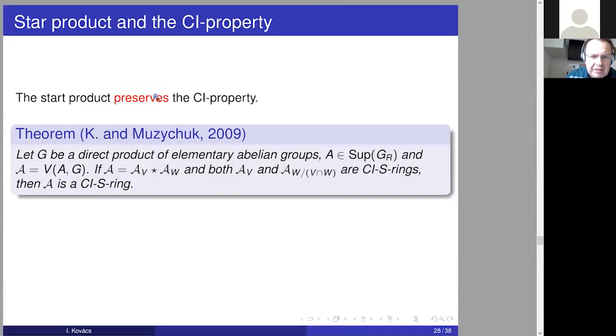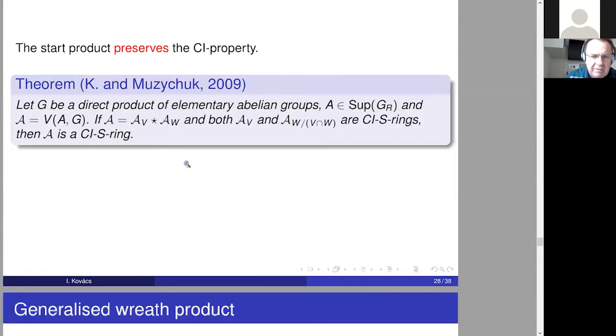The star product is used for the CI property because of the theorem that if G is a direct product of elementary abelian groups and A is an S-ring over G, then if the corresponding S-ring admits the star decomposition such that both the induced S-ring on W and the induced S-ring on this quotient are CI S-rings, then the S-ring is a CI S-ring.